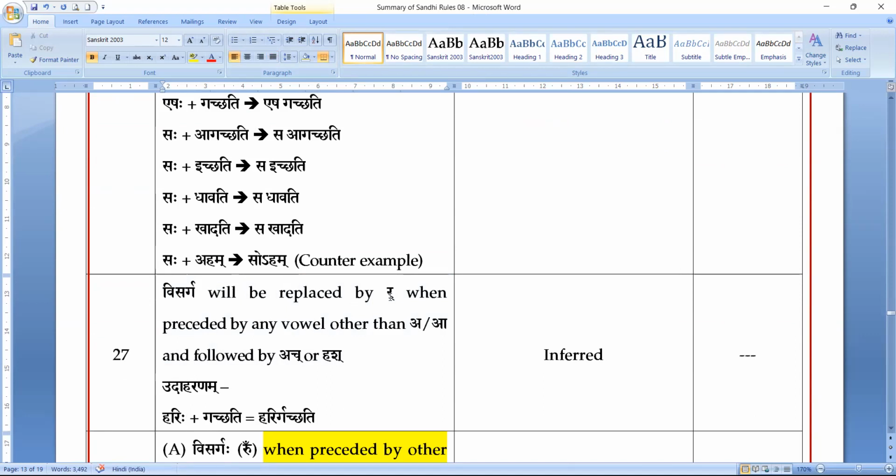Repha will become Visarga when followed by khar or by avasana. Here, in a Sandhi context, there is no avasana and there is no khar also in this example. Harih gachchati. Therefore, it is always repha only. So what will happen? Just melana. Harih plus gachchati, Harir gachchati. So when preceded by other than akara, avarna, you don't have to worry at all. Just do melana. That is why this akara, avarna is very important. Please note.